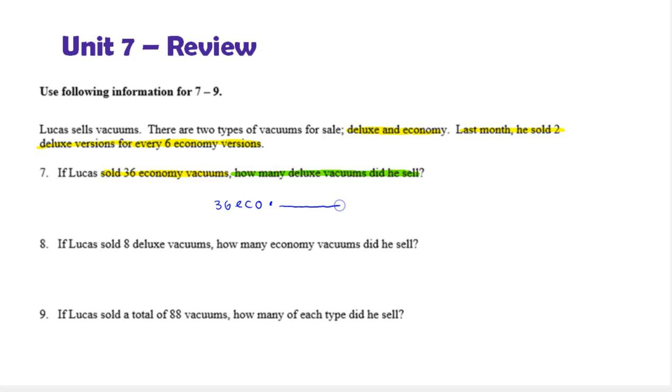And we want to multiply by a ratio so that our result is deluxe vacuums. So we need to use the information that we were given up here. Okay, he sold 2 deluxe for every 6 economy. Okay, so since we want economy to cancel, we're going to put the economy value on the bottom. So 6 eco. Okay, and we want deluxe vacuum, so we're going to put 2 deluxe in the numerator.